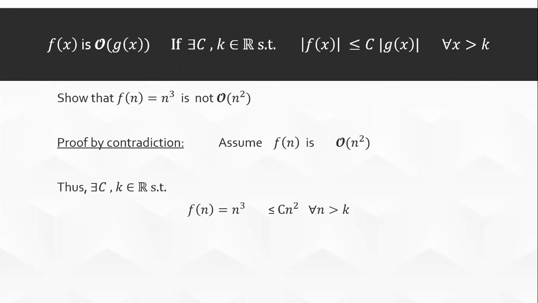In this case, there's no manipulation. I'm being given this now. I can use that inequality. I'm going to divide both sides by n squared, which is positive. So I get n less than or equal to c for all n greater than k. All n greater than k, that means n goes off to infinity. So no matter what c you pick, this can't be true. Contradiction.